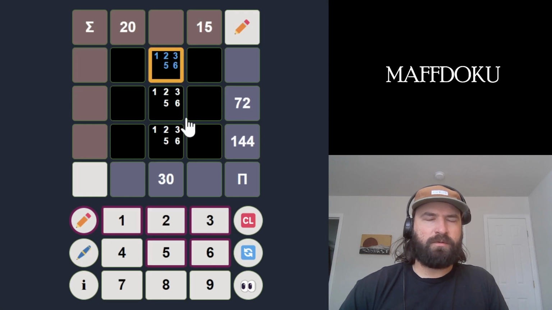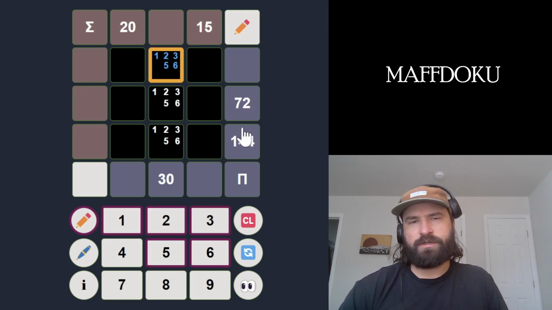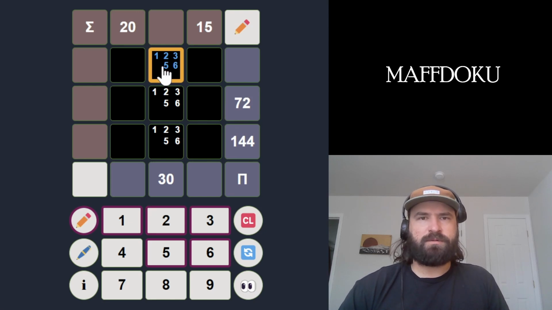I think that actually probably means this has to be a 5. Yeah, it does, because 5 doesn't go into either of these numbers, so that's the way to think about that. So this has to be a 5 because there has to be a 5 in this column, and it can't be either of these two because it doesn't go into 72 or 144. So this number is definitely a 5.